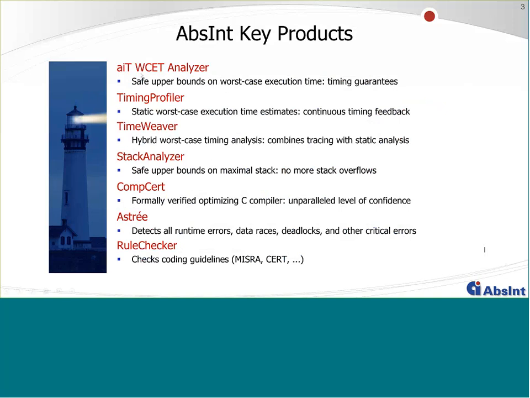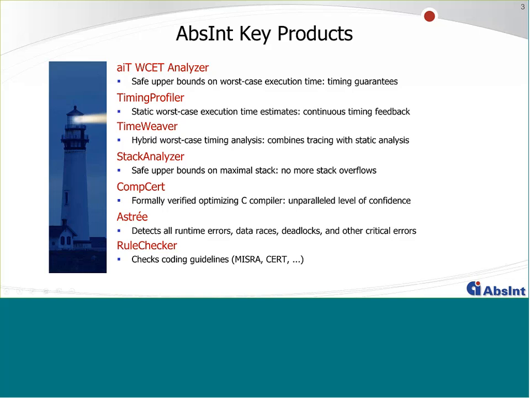The first tool, called AIT Worst Case Execution Time Analyzer, gives guaranteed upper bounds on the worst case execution time of tasks in real-time systems, which means that you actually have a guarantee that a certain task will always finish before its deadline. The timing profiler is a static analyzer which aims at early design phases and to provide an early feedback about the potential worst case. So for example, when you do model-based development, just by pressing a mouse click, you get an impression of what the current worst case execution time of your model would be.